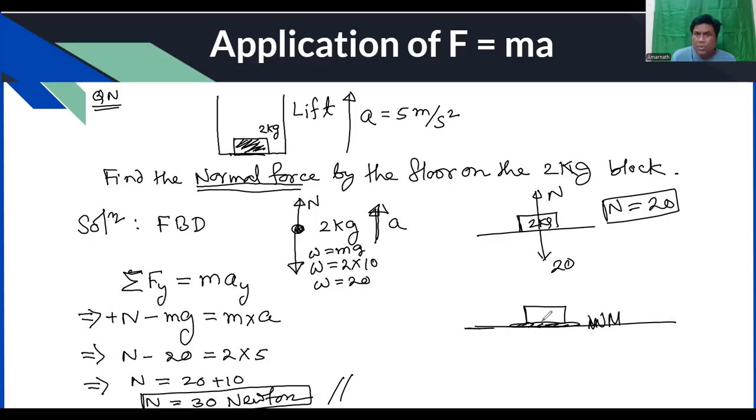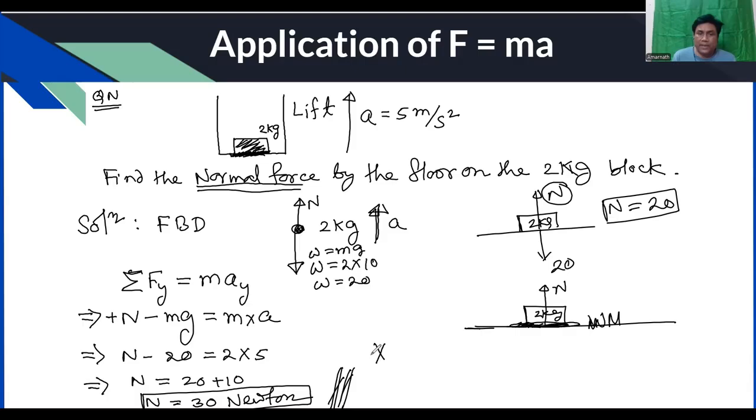So if I ask you, what is the reading of the weighing machine? The reading of the weighing machine is nothing but the normal reaction. From today, you must be clear about that, okay? Reading of the weighing machine is nothing but the normal reaction of the floor on which the weighing machine is kept. So we are asking about a normal reaction. If you place a weighing machine here, then obviously the reading of the weighing machine will be 30 Newton. And it is also called apparent weight.